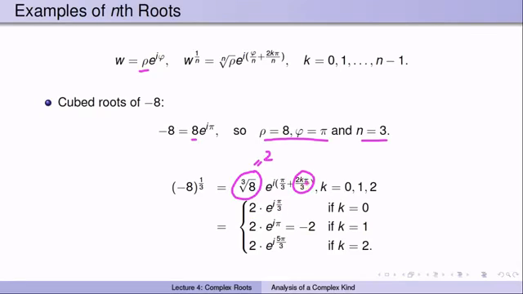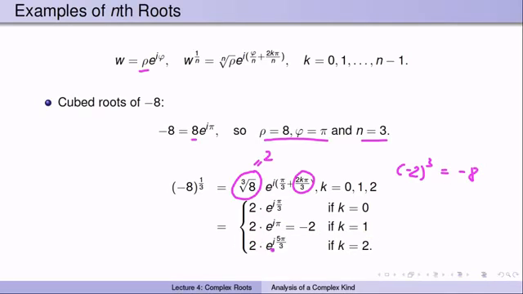When k is equal to 1, the second term becomes 2 pi over 3. So I have pi over 3 plus 2 pi over 3. Well, that's 3 pi over 3, or simply pi. So for k equals 1, my root becomes 2 times e to the i pi. But remember, e to the i pi is negative 1. So the second solution is negative 2. And indeed, if you check that, what's negative 2 cubed? Well, negative 2 cubed is negative 8, indeed.